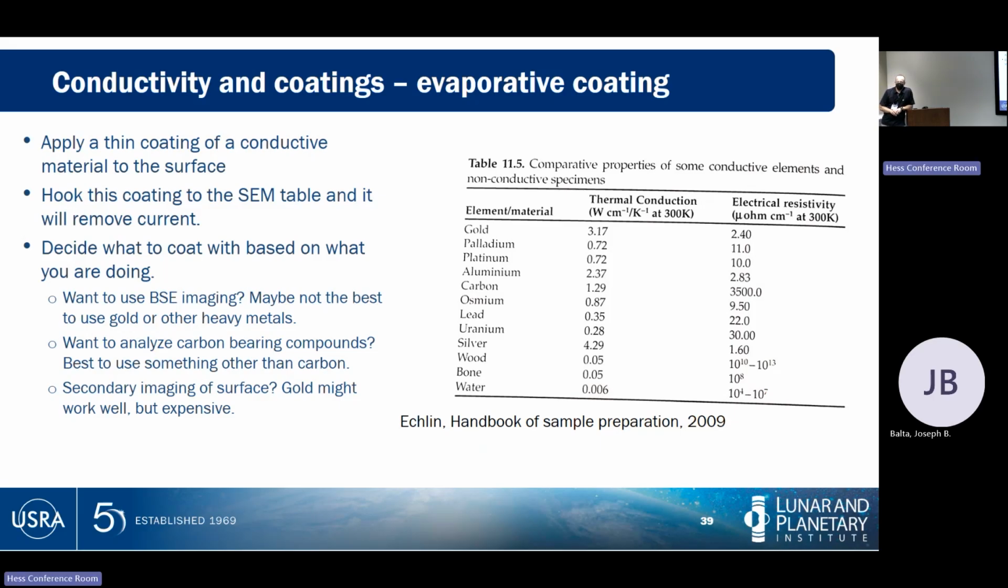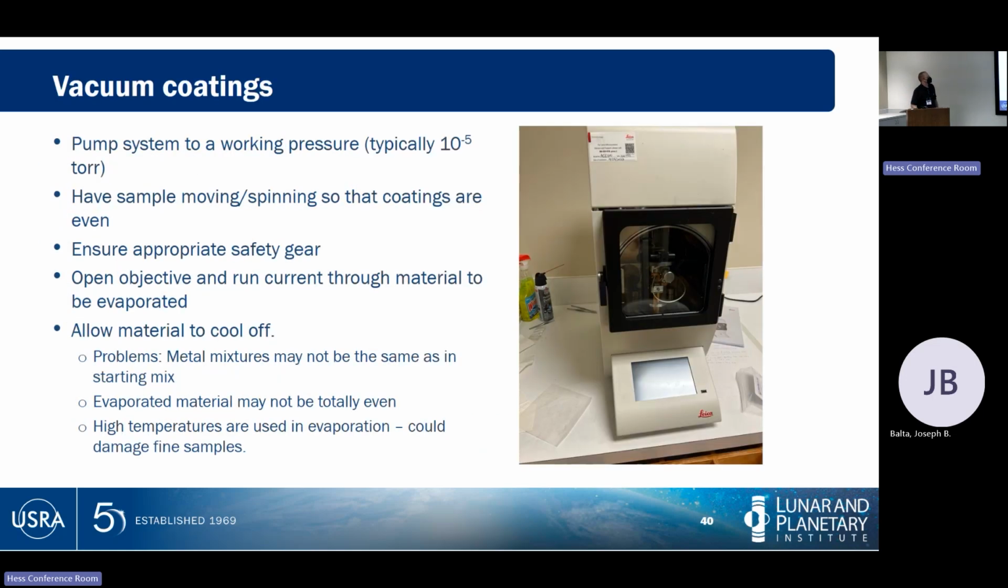If we're trying to analyze a carbon-bearing compound, can we coat it with carbon? Probably not. That's just not going to work. Does the cost matter? Sometimes. Which is more expensive, graphite or gold? Slight difference in cost. So if you're going to coat something with gold, you better know why you're coating it with gold. It's another one of those think through what we want to analyze steps.